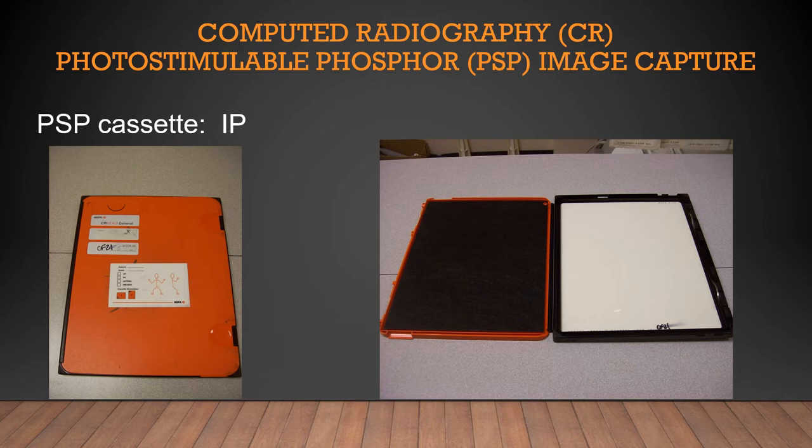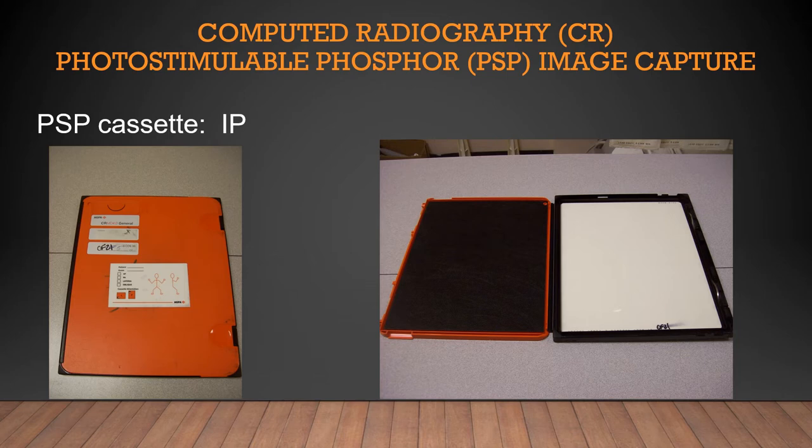Now, when we used to take film screen radiography, we called that a cassette. This here is a PSP cassette, and we also call that an imaging plate or an IP. It is made of lightweight plastic material. The IP is backed by a thin sheet of aluminum or lead that absorbs backscatter X-ray photons. The IP also contains an anti-static material. Usually it's felt to protect against static electricity buildup, dust collection, and mechanical damage to the IP.